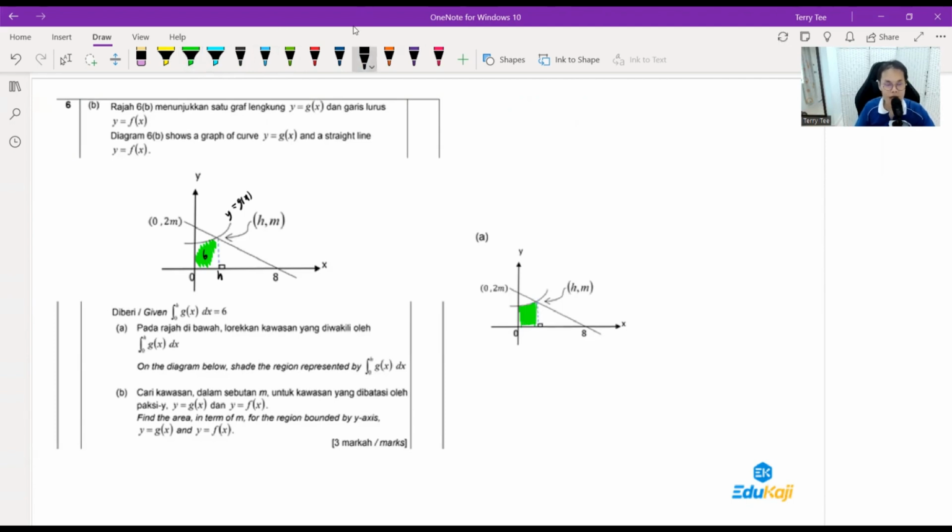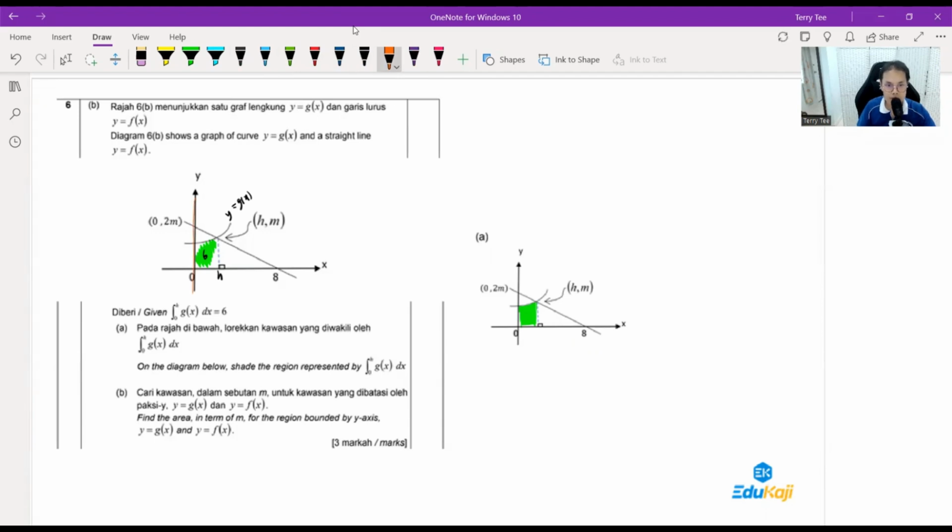Then find the area in terms of m for the region bounded by the y-axis, y equals g(x), and y equals f(x). The area bounded by the y-axis: let me highlight for you. This is your y-axis.